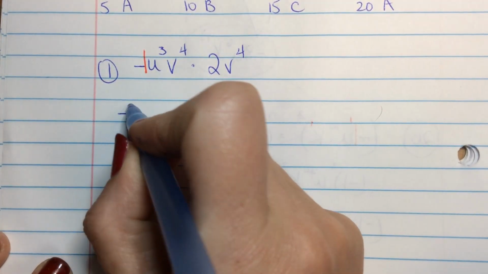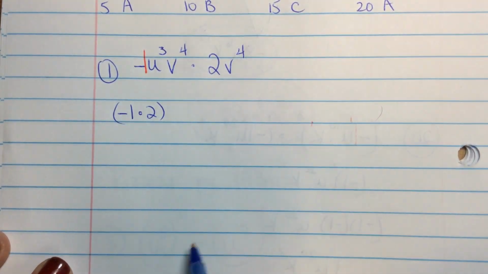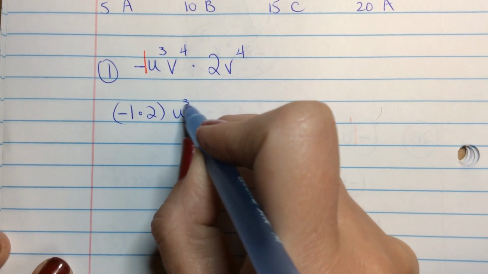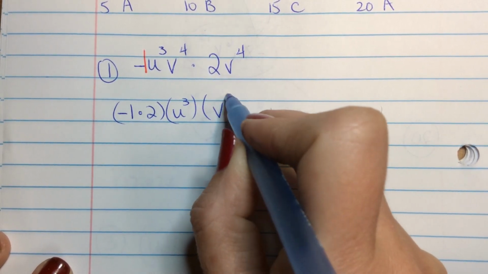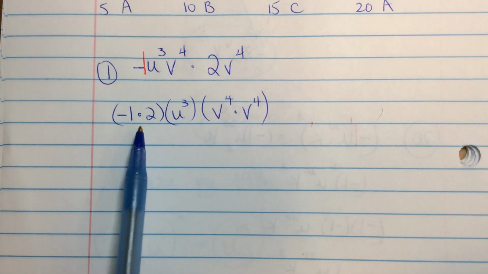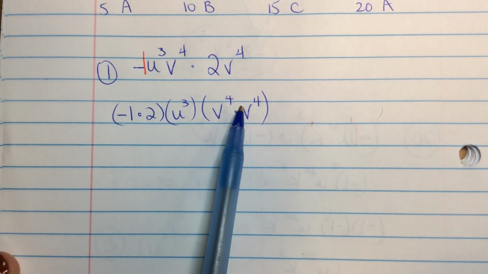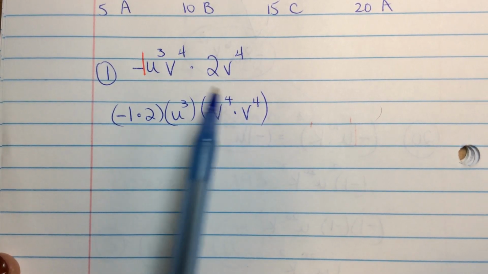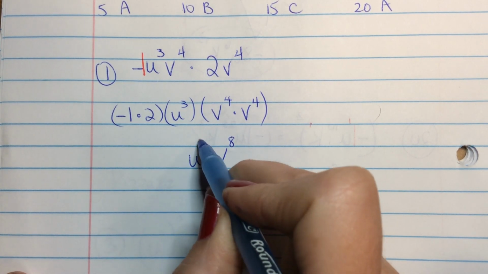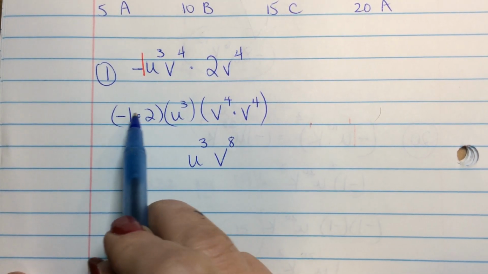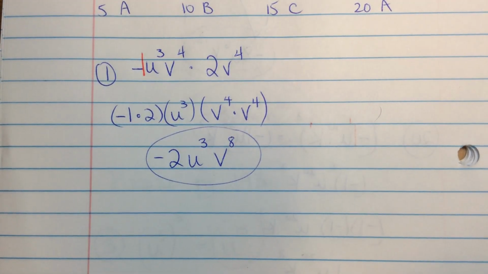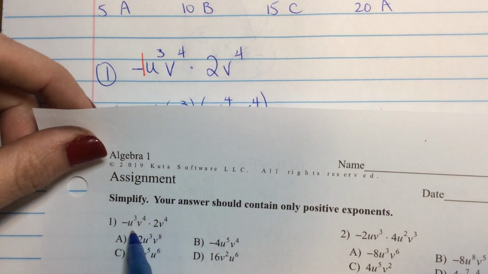So I'm going to put together my like terms, or factors, exactly. And I got u to the third by itself, and then I have v to the fourth times v to the fourth. So don't forget the product rule is we're going to add the exponents. Okay, so this is going to be v to the eighth, u to the third, and then negative 1 times 2 is negative 2. And that'll be our final answer. And if we look there, it is letter A.